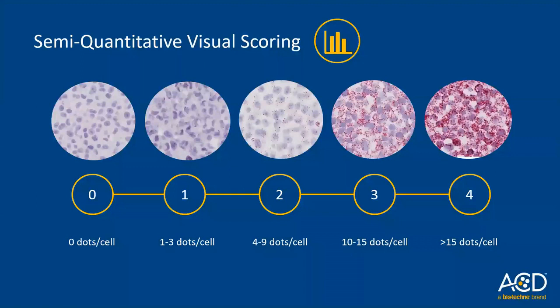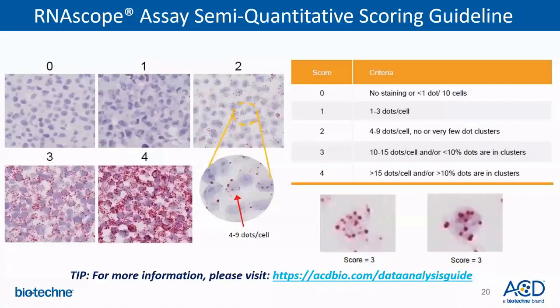Our semi-quantitative scoring is a visual assessment that provides expression levels and the percentage of cells that are positive. We bin the cells according to the number of dots per cell, as indicated in this diagram. With the semi-quantitative approach, you may manually count the number of dots per cell and score the sample from 0 to 4 based on the scoring guidelines shown here.